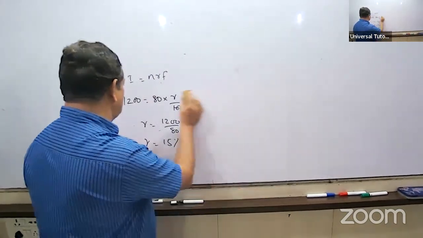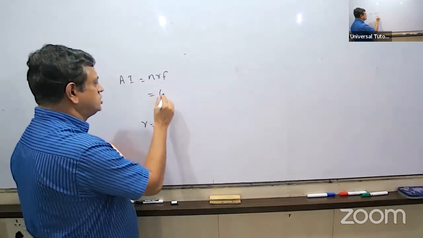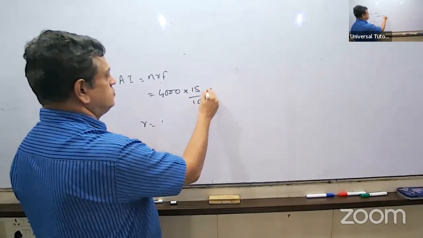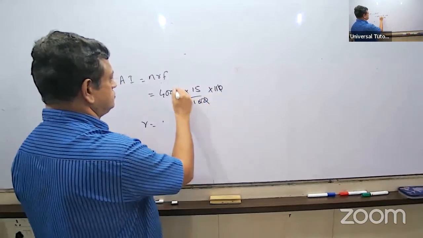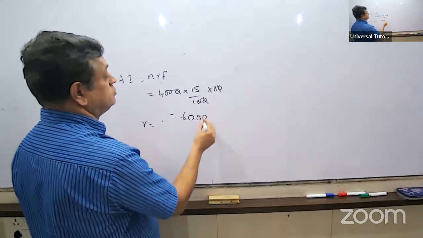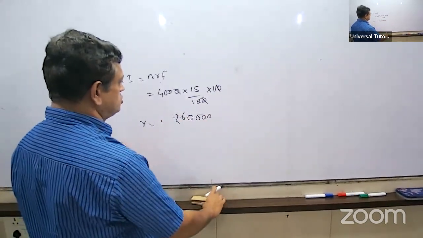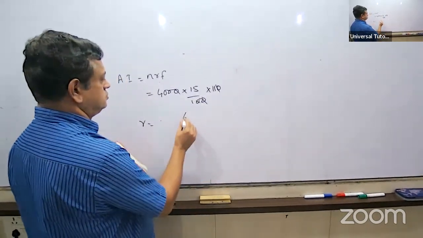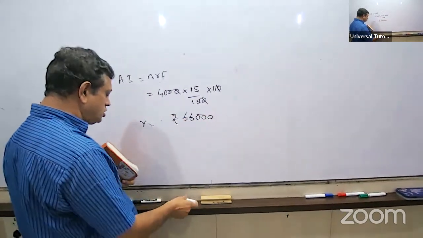First one, annual dividend is equal to N into R into F. That is equal to 4,000 into what, 15%. How much? 66,000. All of you got this answer?